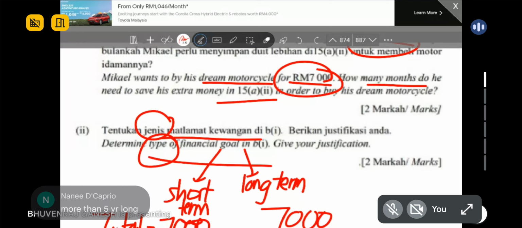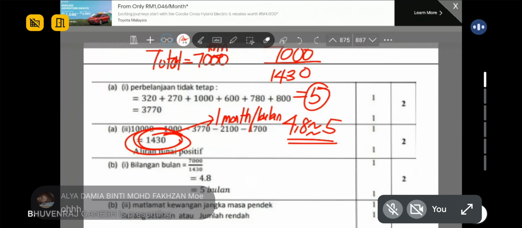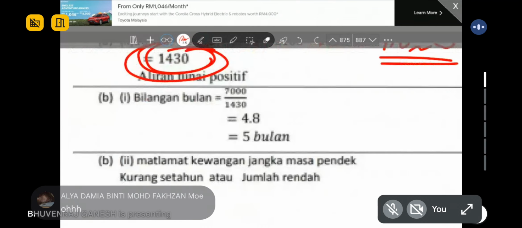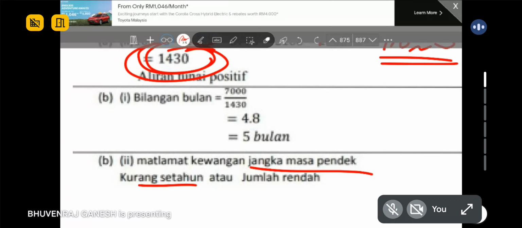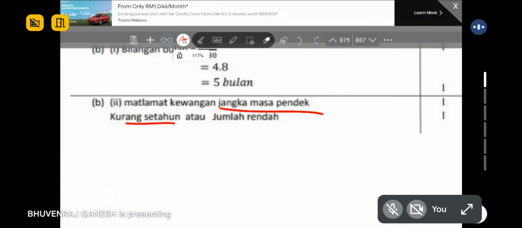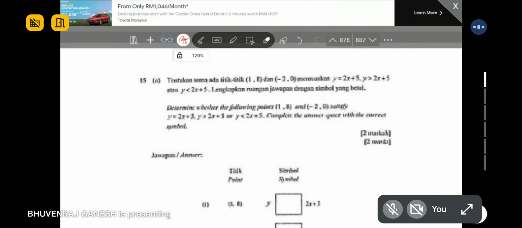Yes, if more than 5 years is long, less than 1 year is short. Correct? 1 tahun kurang pendek. Kalau lebih dari 5 tahun panjang. So over here, your answer is 5 months, right, guys? 5 bulan. Correct? So it's jangka pendek lah, because it's kurang setahun. Less than 1 year, because 5 months. So it's short term. Understand? That's all lah. Itu saja question 14.